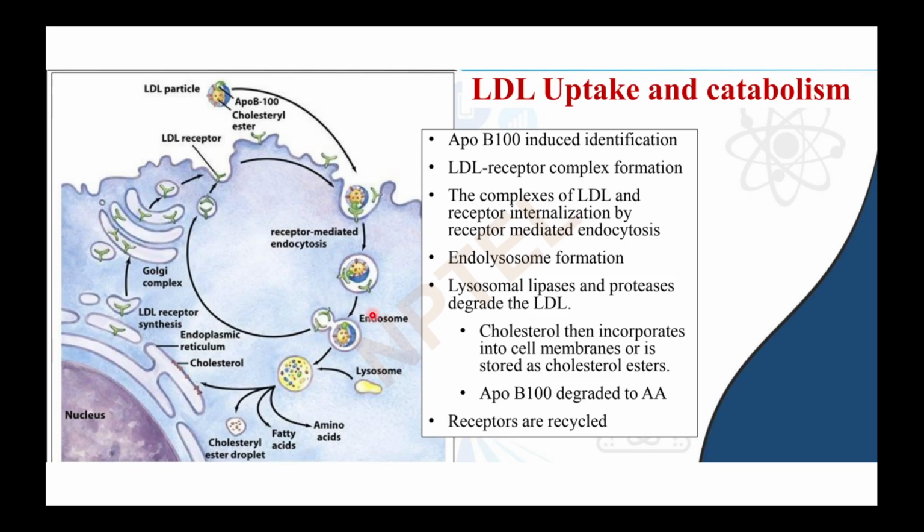So this is the LDL receptor, how it works. Basically, the LDL receptor has the affinity towards this ApoB100 protein. Okay, so ApoB100 induced identification. The LDL receptor will identify the ApoB100 and let it bind to it. Once this LDL particle binds to the LDL receptor, the uptake will be receptor mediated endocytosis. So LDL receptor complex formation happens, complexes of LDL and receptor internalization by receptor mediated endocytosis.